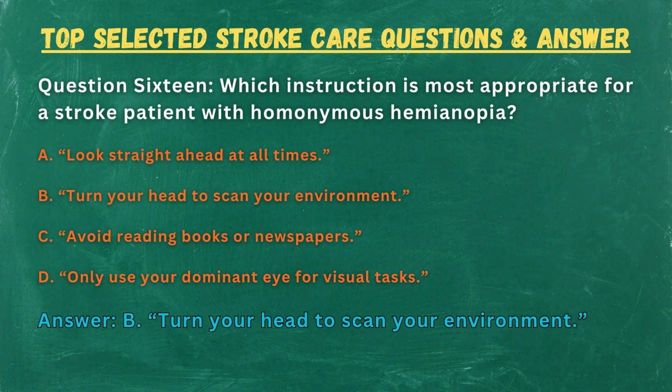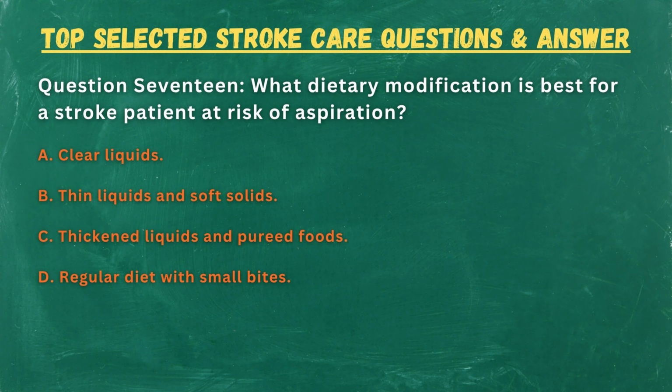Answer. B. Turn your head to scan your environment. Question 17. What dietary modification is best for a stroke patient at risk of aspiration? A. Clear liquids. B. Thin liquids and soft solids. C. Thickened liquids and pureed foods. D. Regular diet with small bites.